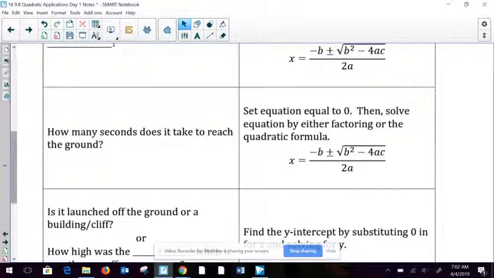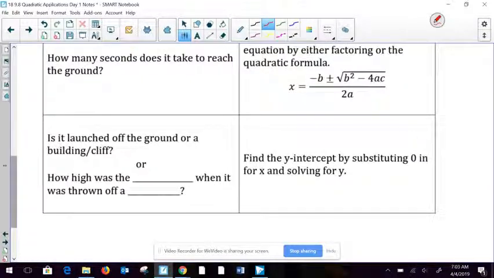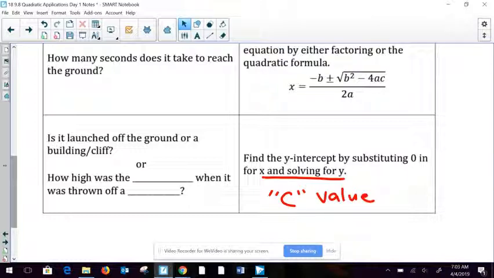The final thing it might be talking about when we're looking at these is whatever object it is, whether it's a ball, a textbook, a football, is it being launched off of a building or a cliff? Well, that's just talking about the y-intercept. That's when you substitute 0 in for x and solve for y, or remember, it's just looking at the c value. That would also tell you that answer. So let's go ahead and go through an example on how to do this.